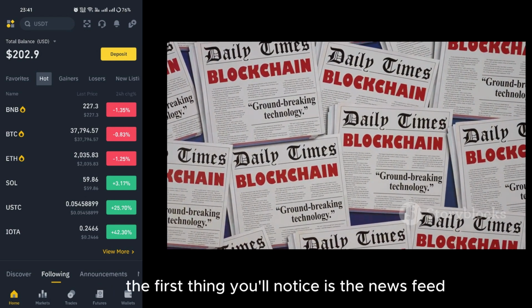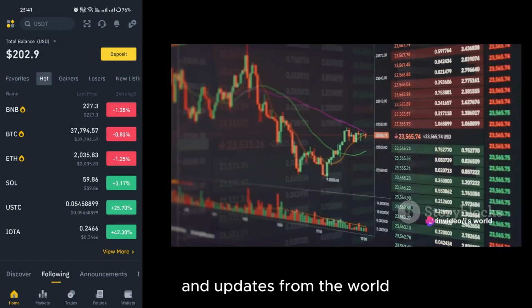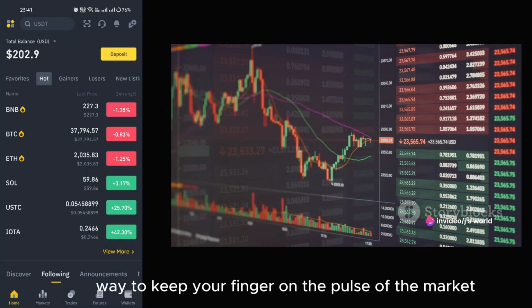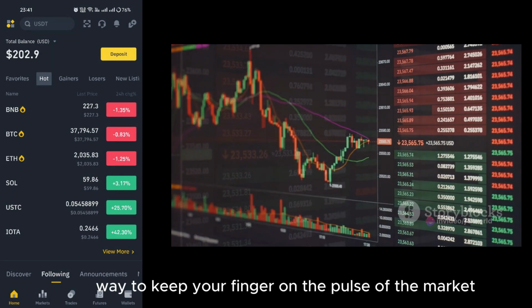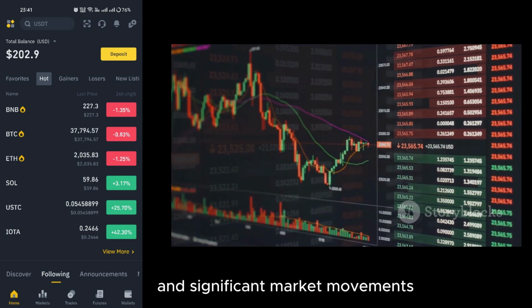The first thing you'll notice is the news feed. This is where you'll find the latest news and updates from the world of cryptocurrency. It's a great way to keep your finger on the pulse of the market. You'll see news about new coin listings, regulatory updates, and significant market movements.